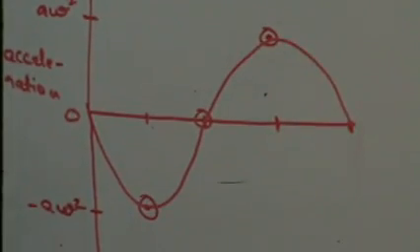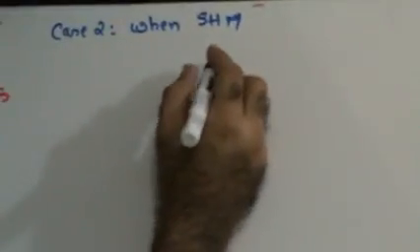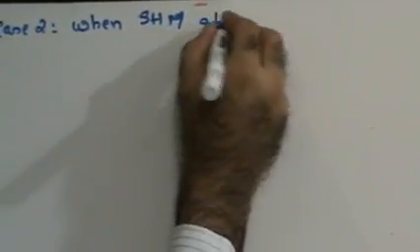This is when the SHM starts from mean position. What if the SHM starts from extreme position, right? Let's see in SHM when the SHM starts from extreme position, case 2. Case 2, when SHM starts from extreme position.